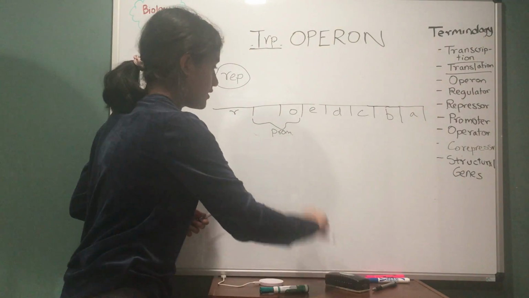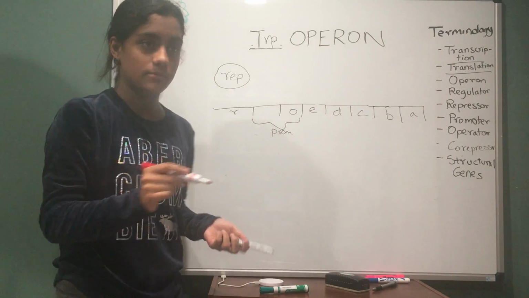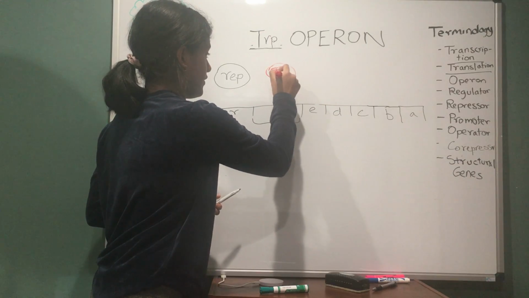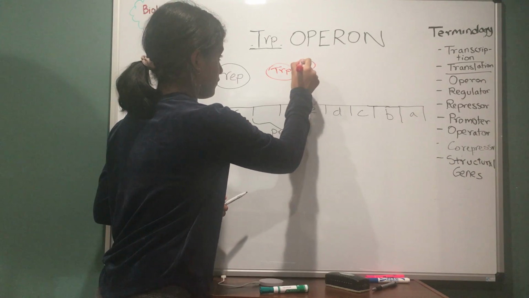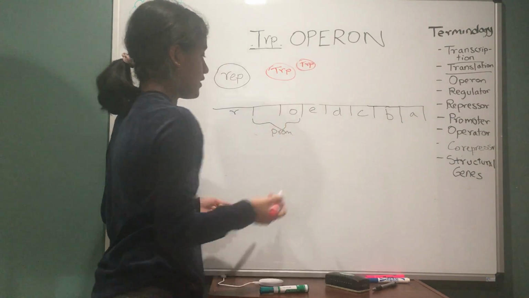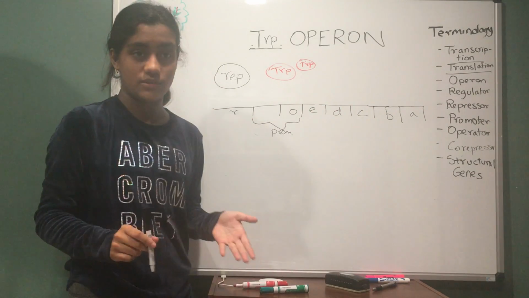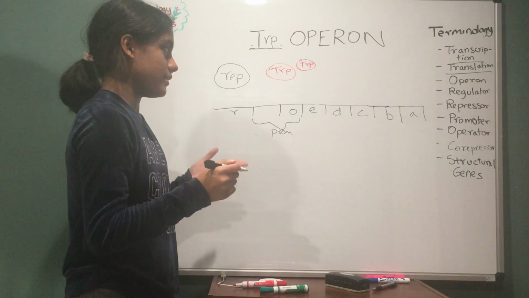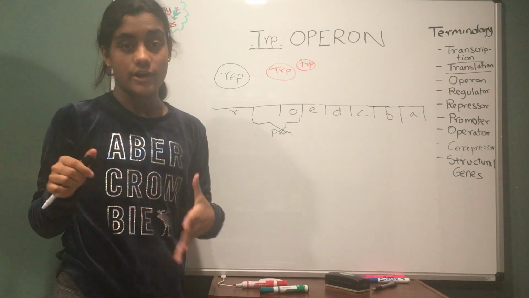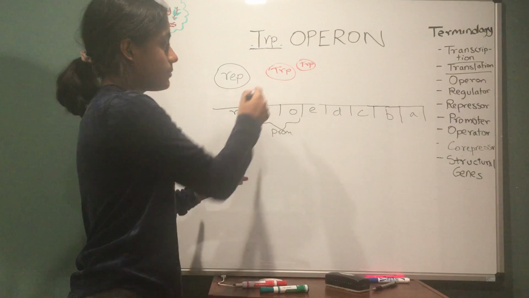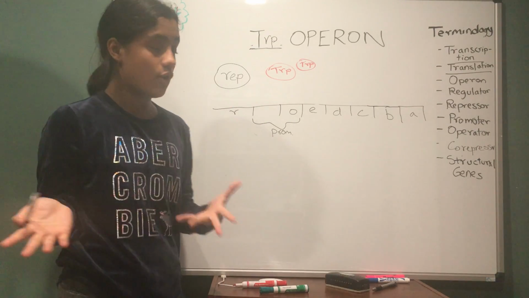But now pretend these genes are transcribed a lot of times and then there is tryptophan available. That means that you no longer need these genes to be transcribed to synthesize more tryptophan. So what would happen then? Basically, this is a repressible system. The TRP, or the tryptophan, works as a co-repressor.